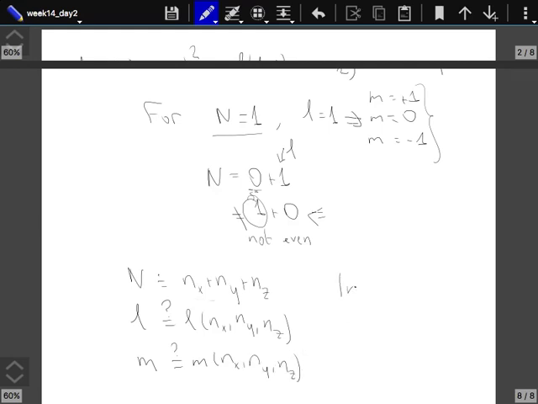You see, in one basis, these three quantum numbers specify uniquely what my eigenstate is. In the other basis, this capital N, L, and M basically specify uniquely what my basis is.